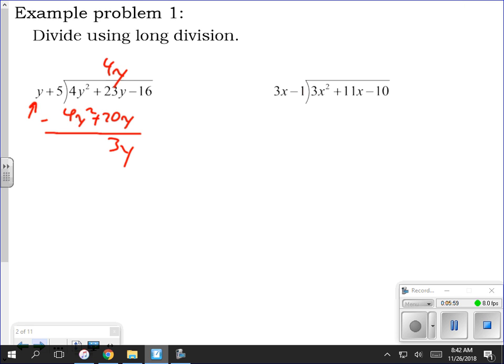Now, when you did long division and you multiplied like this, your next step was to bring the next number down. Bring down the minus 16. And then I do it all over again.